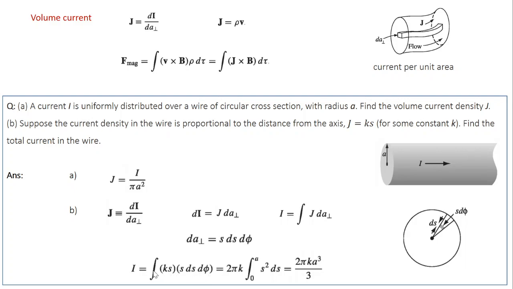So this is a double integral. I have to do integration with respect to S as well as phi. Since phi is the azimuth angle, it varies from 0 to 2 pi. So I first do the integration of d phi, apply the limit, so I get a factor of 2 pi here. K is a constant, so take these two outside the integral, and inside that I have S square ds. Limits are from 0 to a. So if you do this math, you will get 2 pi K a cubed divided by 3.